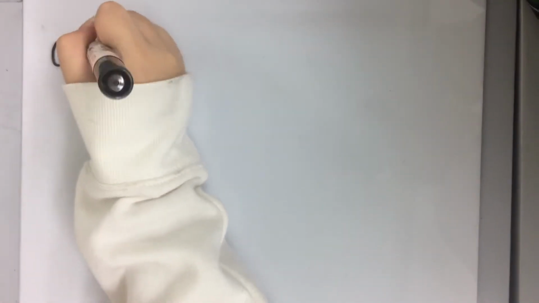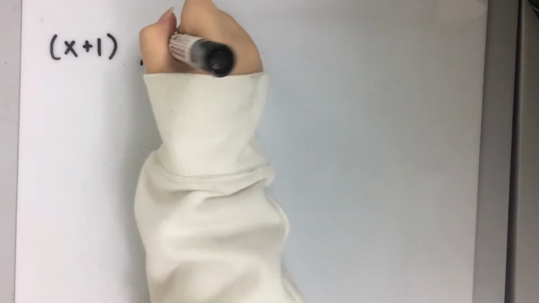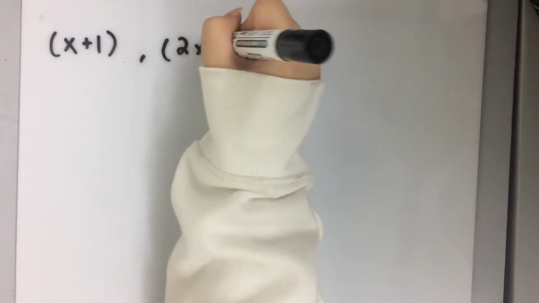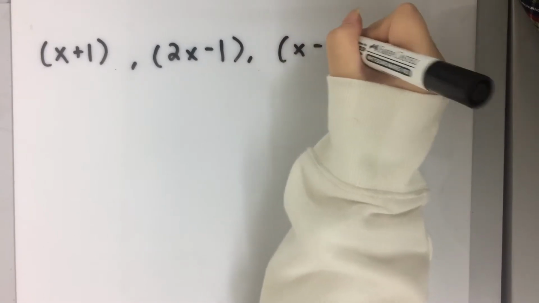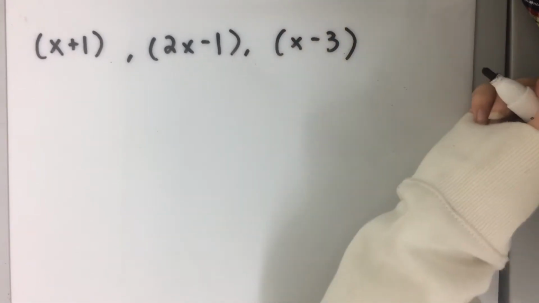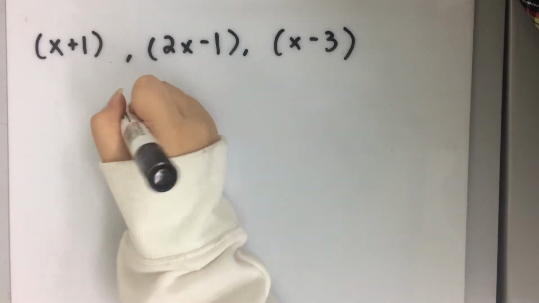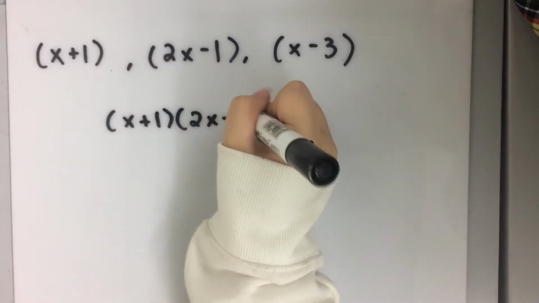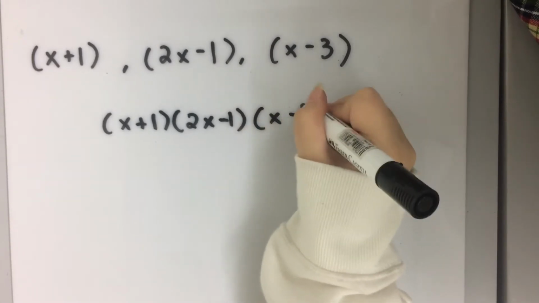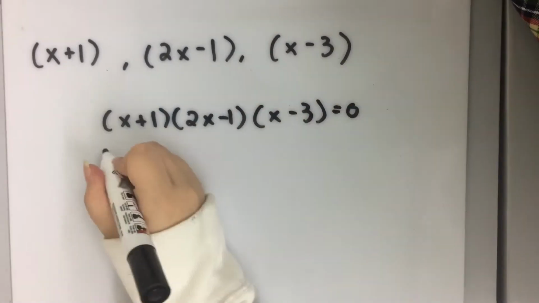So now we know that our binomial factors are quantity x plus 1, quantity 2x minus 1, and quantity x minus 3. We can put them together and they become quantity x plus 1 times quantity 2x minus 1 times quantity x minus 3 equals 0. Now all we have to do is multiply.